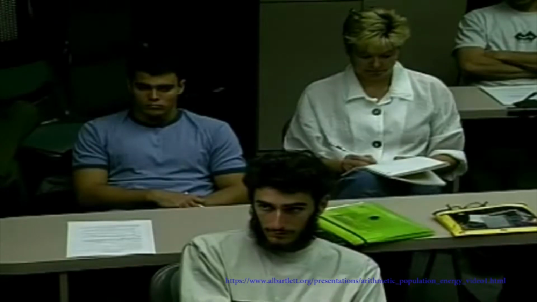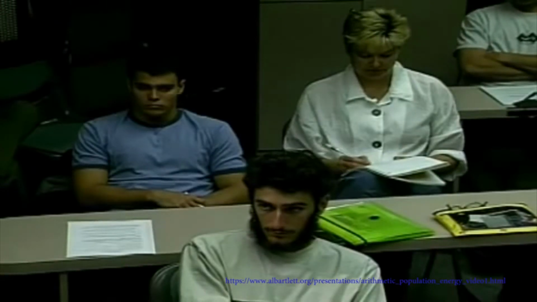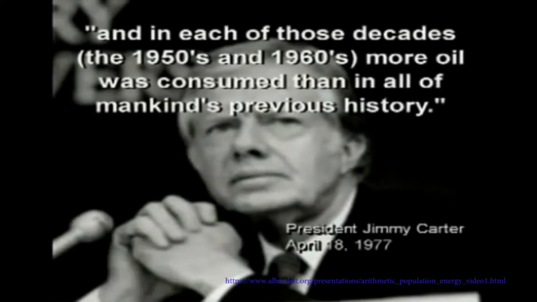Now, did you realize that anything as completely acceptable as 7% growth per year could give such an incredible consequence that in just 10 years you'd use more than the total of all that had been used in all of preceding history? Well, that's exactly what President Carter was referring to in his famous speech on energy. One of his statements was this. He said, and in each of those decades, more oil was consumed than in all of mankind's previous history.